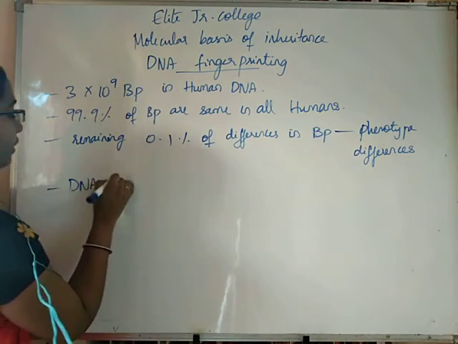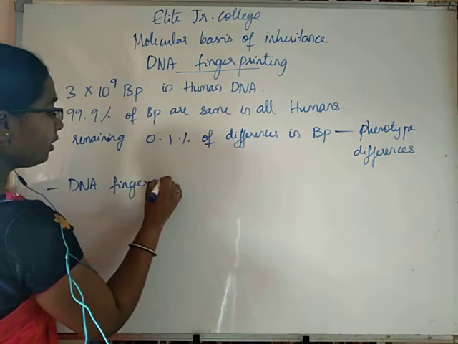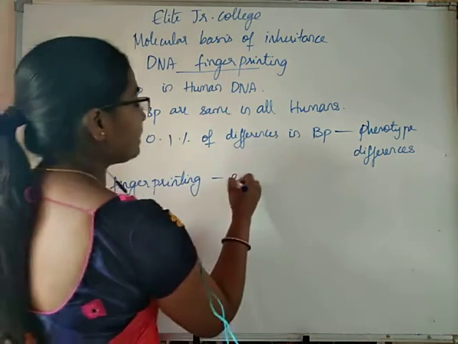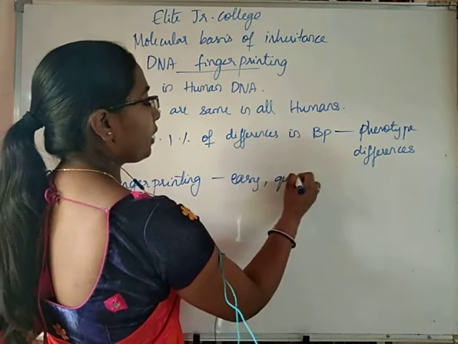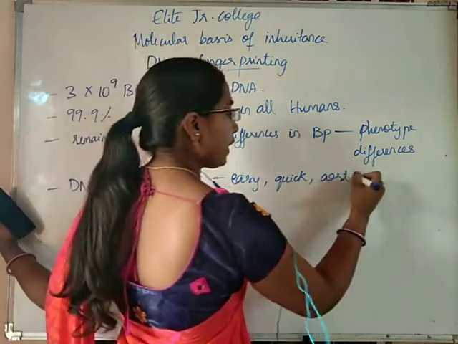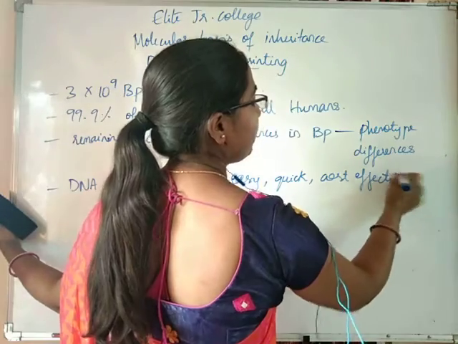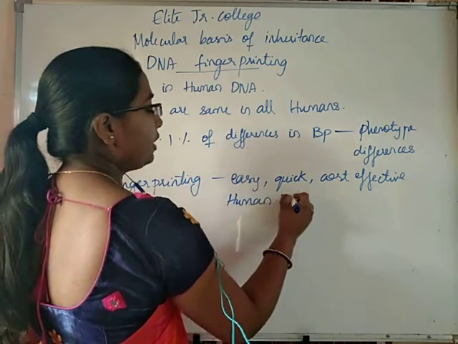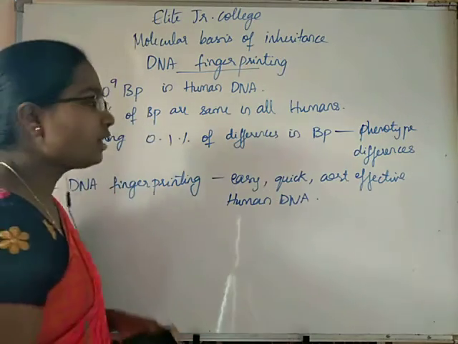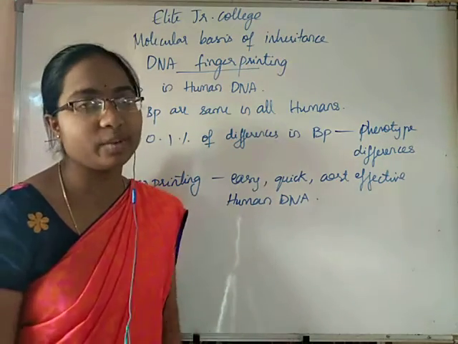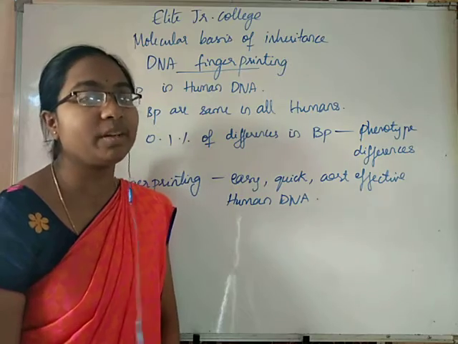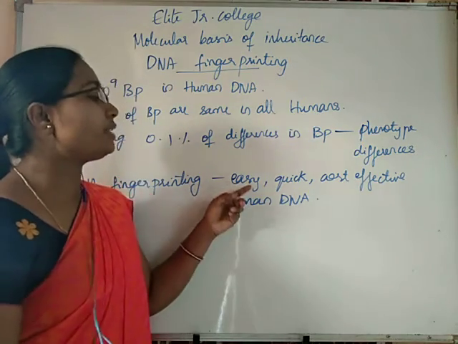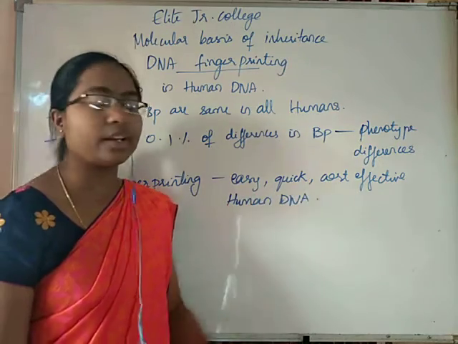DNA fingerprinting is a very easy, quick and cost effective method to identify the human DNA. Okay, so it is not like our normal fingerprint. Here, DNA fingerprinting means we are going to identify the DNA of every single individual. So it is a very easy, quick and cost effective method.